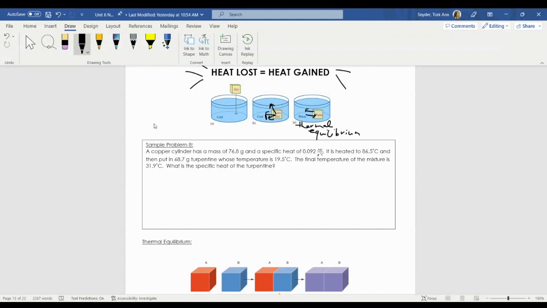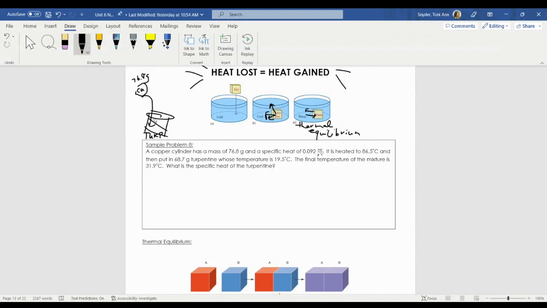So let's try to draw a picture here because it might be a little bit easier to consider this. The copper cylinder has a mass, so I have some piece of copper right here, and I heat this to 86.5 degrees Celsius. This has a mass of 76.8 grams. I'm putting this into turpentine. So this is the turpentine, I'll just put "terp" down here. And this turpentine has a temperature of 19.5. When they reach thermal equilibrium, the final temperature of the mixture is 31.9. So we want to know what's the specific heat of the turpentine.